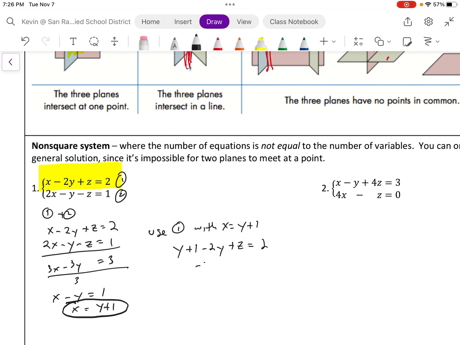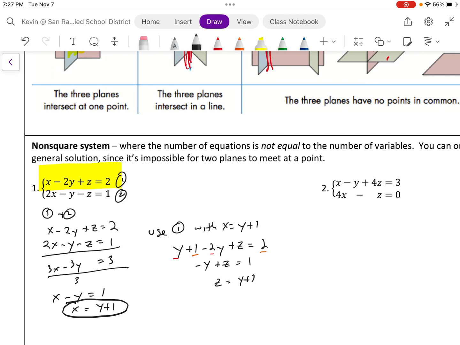This would give me negative y plus z equals 1, right? Because I combined my y minus 2y, and then I moved my 1 over here. So if I solve this then for z, I have z equals y plus 1 also.